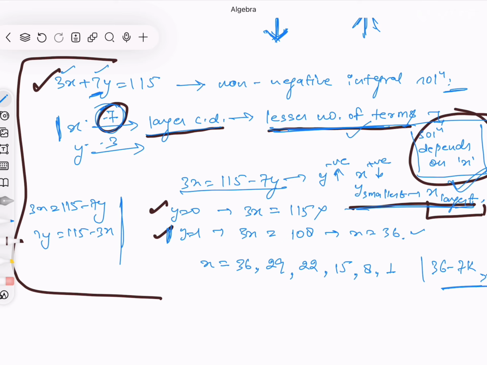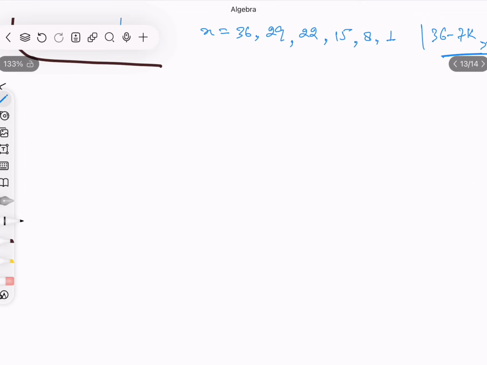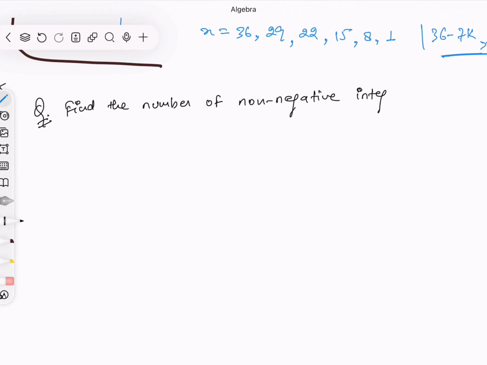Let's see one more question and things will become much more clear to you. Find the number of non-negative integral solutions for 5x plus 13y equals 1002. Try this. Look, let's solve this now. You can pause the video and try to solve it.